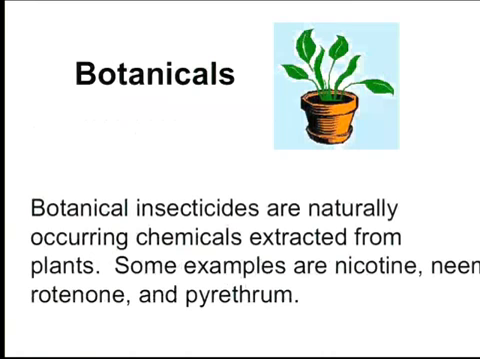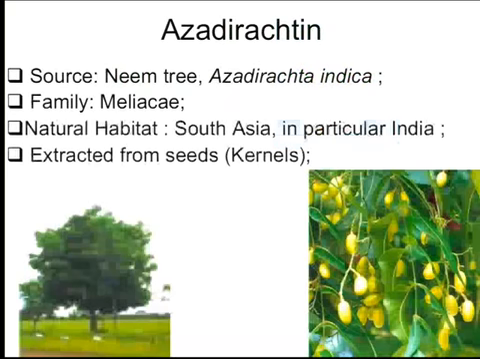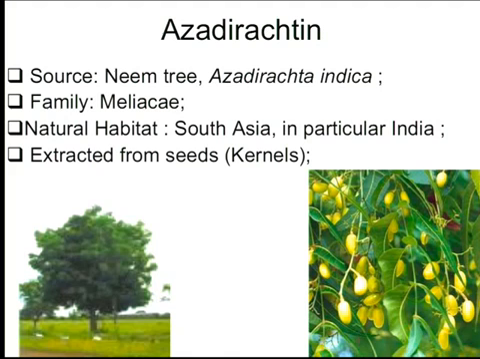Next. So for example, the botanical insecticides are occurring in plants. They are naturally occurring chemicals that are extracted from plants. And some examples, next. For example, are you familiar with the neem tree? Has anybody heard of the neem tree? It's a tree originally from India that can grow here, actually grows here in California too. And it's a Meliaceae. Next.